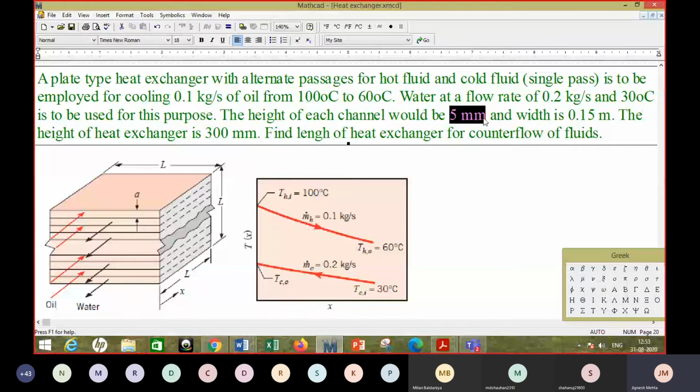So this decision will be mainly governed by two things. One, the pressure drop: the smaller the channel height, the more the pressure drop, as you will realize when we solve this example and then try other varieties also. And another thing could be the manufacturing consideration also, right? But for this calculation we have taken 5 millimeters height. So this A is 5 millimeters.